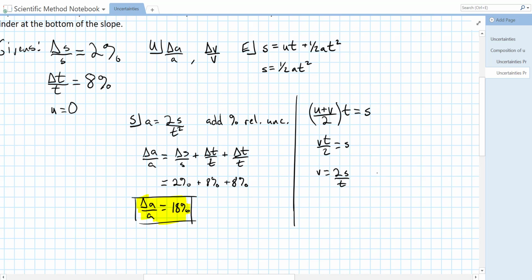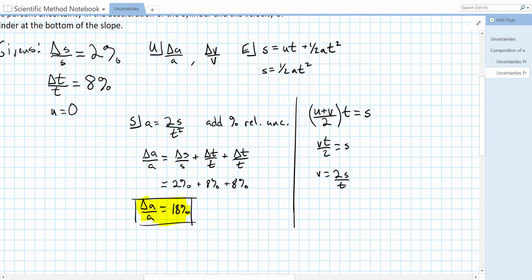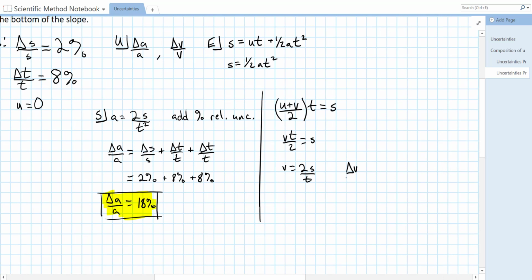Since it's a quotient, we're going to add the percent uncertainties. So our equation is going to be delta v over v is equal to delta s over s plus delta t over t. Now you may ask, what about that 2? Why don't we count that 2? We can count that 2 if you want. We could say plus the uncertainty in 2 over 2. But the uncertainty in 2 is 0. There's no uncertainty there. It's just a number. We know it's exactly 2. So that goes to 0.